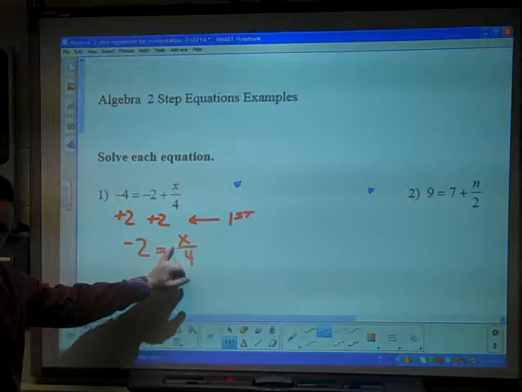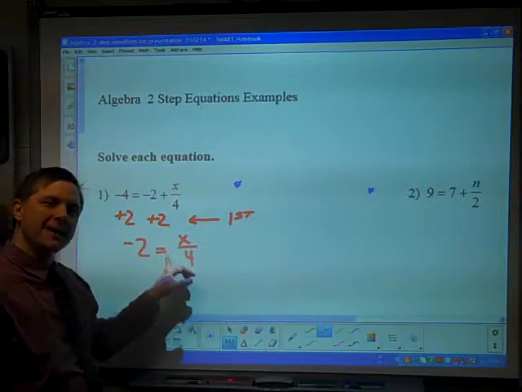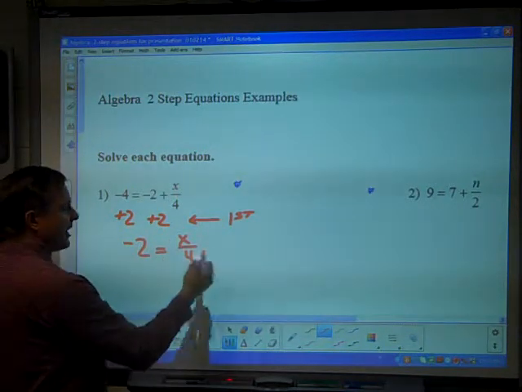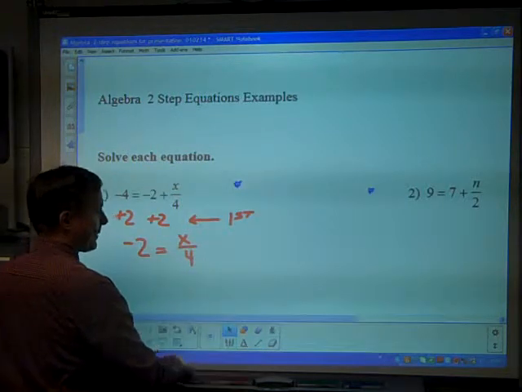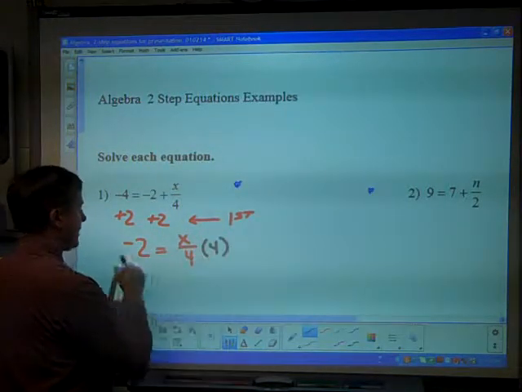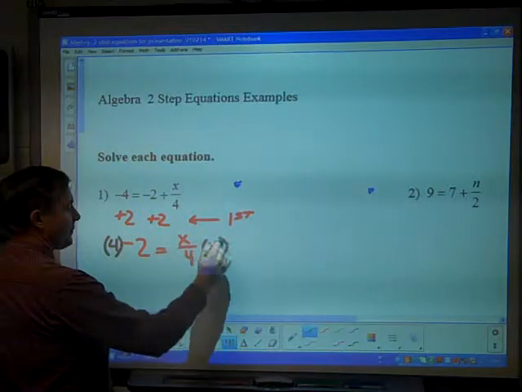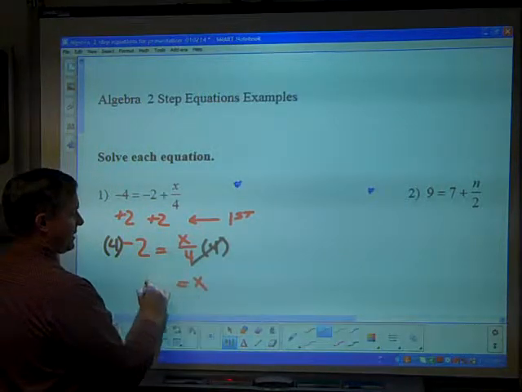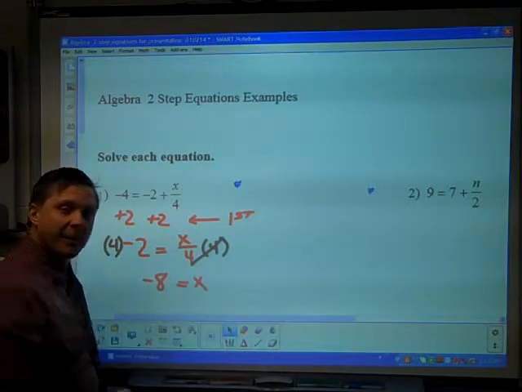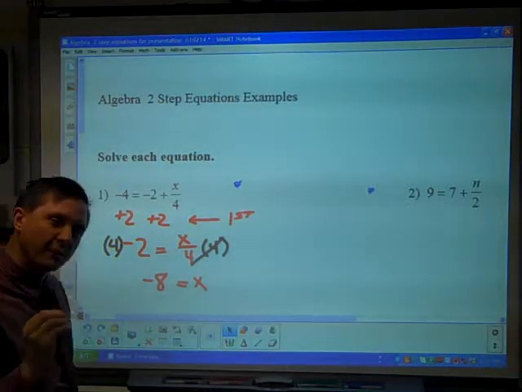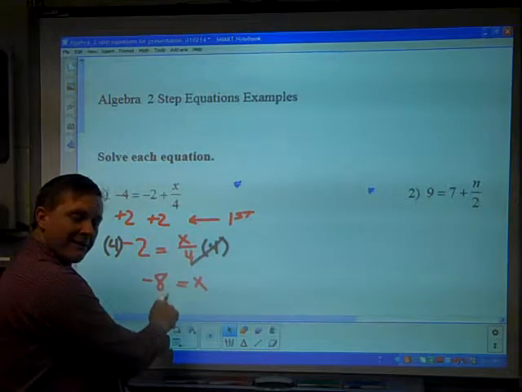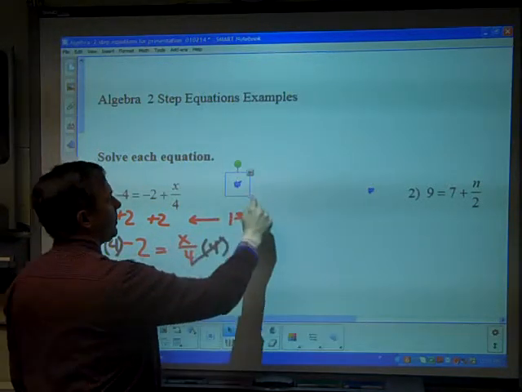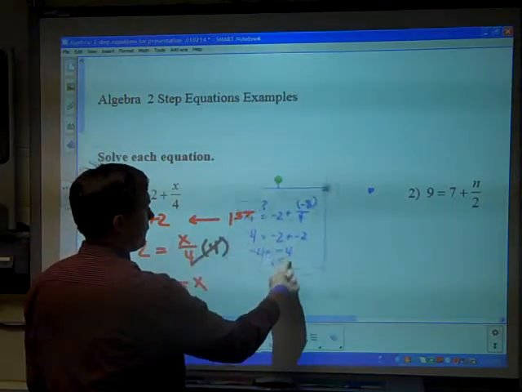Now I look and I say, what's happening to the variable? X is being divided by 4. So I need to multiply then the opposite operation, both sides by 4. And I get x equals negative 8. And that would be my solution. Now, when you have simple problems, you can take that value and make sure it works. And that's what I have shown here.